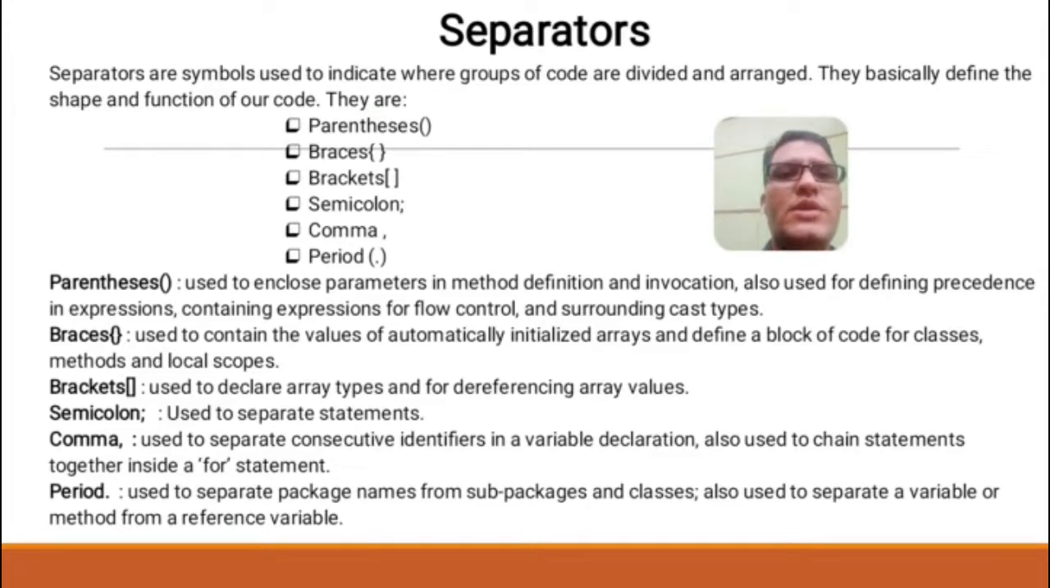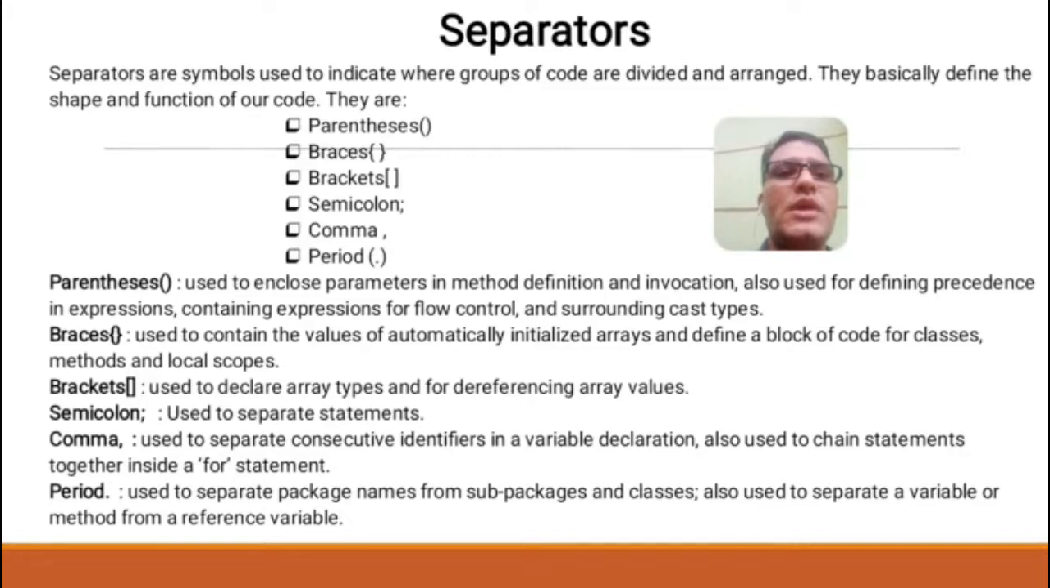There are various kinds of separators. Those are parentheses, braces, brackets, semicolon, comma and period operator. Let us see what a parenthesis is. Parentheses are used to enclose parameters in method definition and invocation. Here the method definition and invocation are nothing but your function definition and function call. They are also used for defining precedence in expressions.